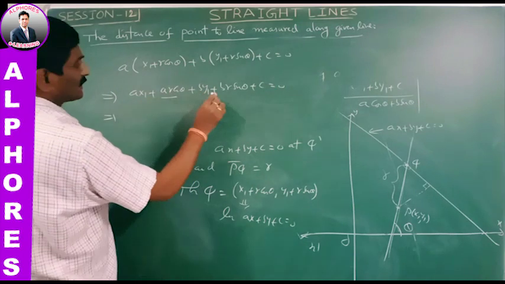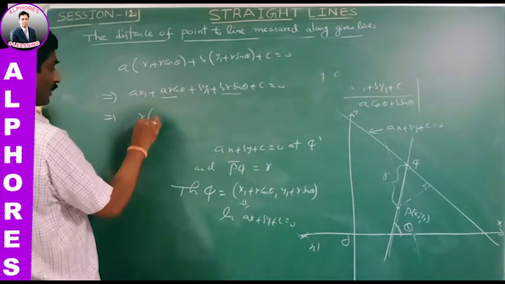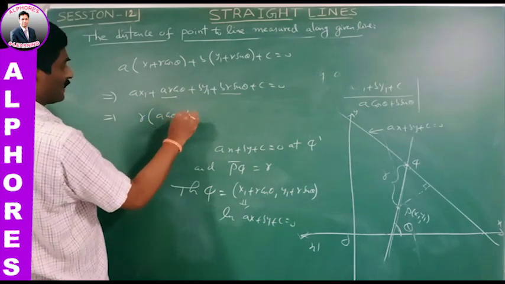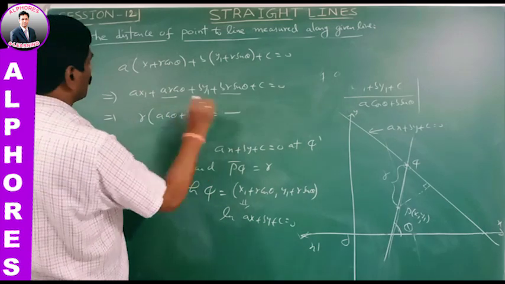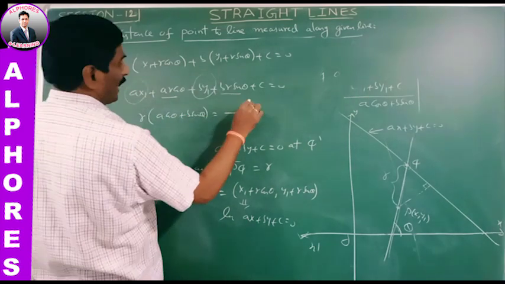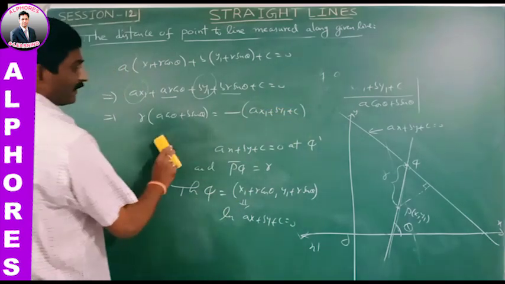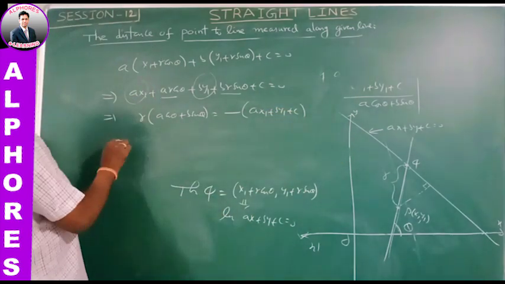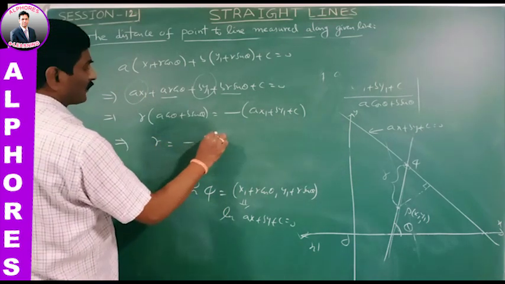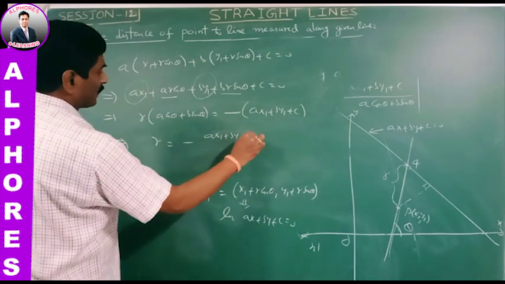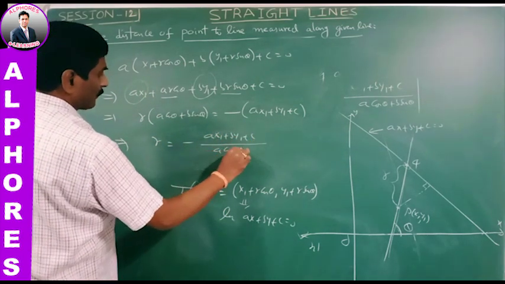Here we have a cos theta, b sin theta. What is the common term? r. a cos theta plus b sin theta is equal to, move these values to the RHS, minus of ax1 plus by1 plus c. Okay, next, what is the value of r? r is equal to minus of ax1 plus by1 plus c by a cos theta plus b sin theta.